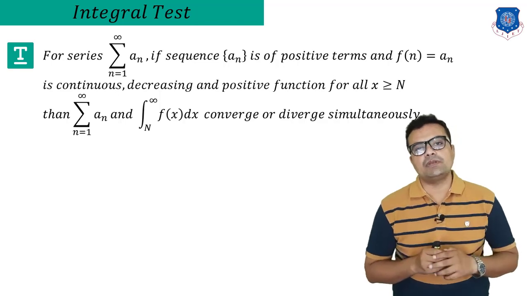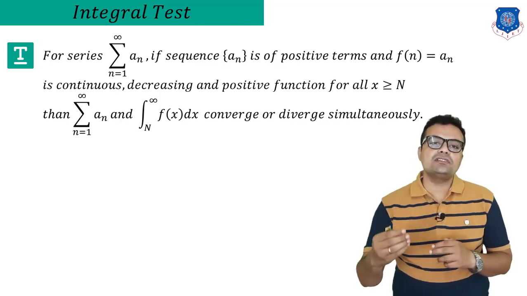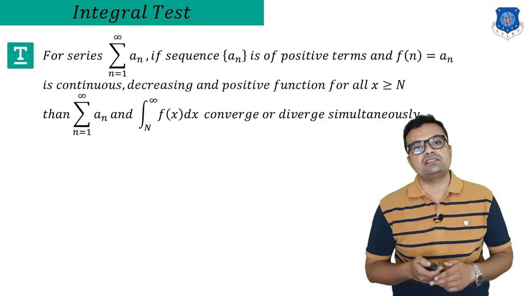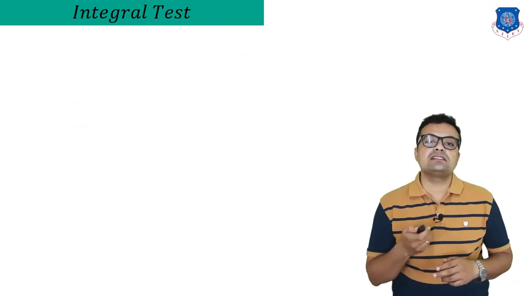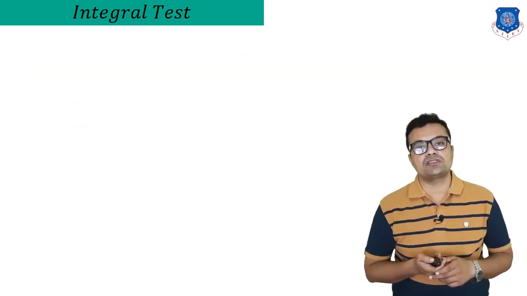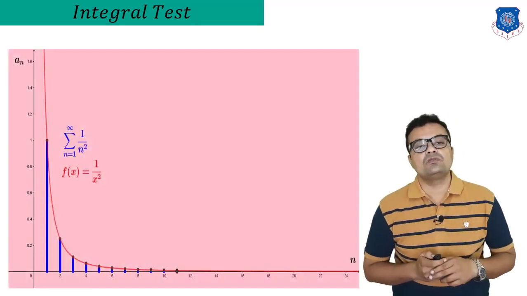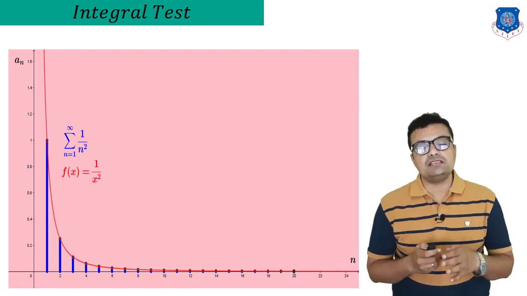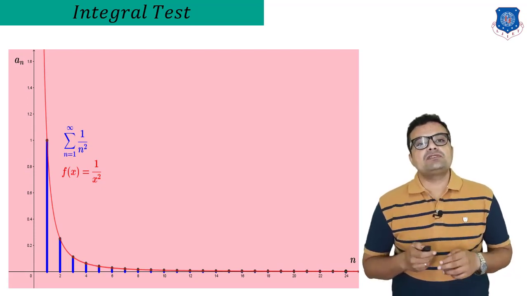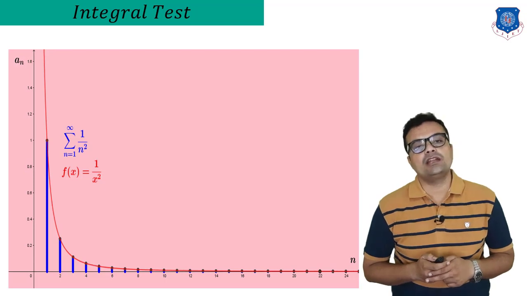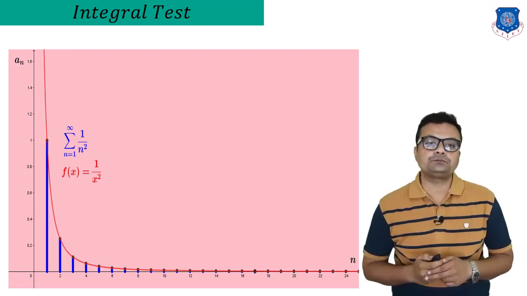Now how is this happening? Why is integration used in the case of series? For that, let us consider its graphical representation. And for that, I am considering one particular series which we know is a p-series with p equal to 2, so it is convergent. So I am taking summation 1 upon n square for n greater than or equal to 1.